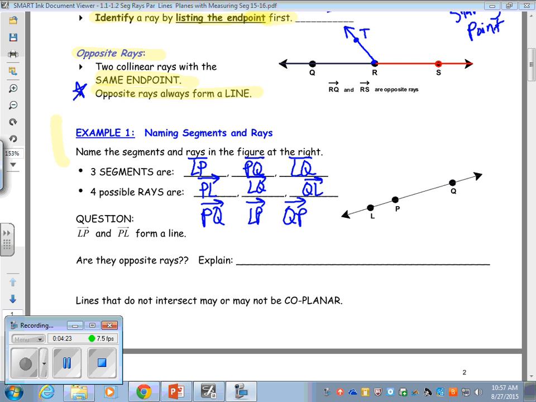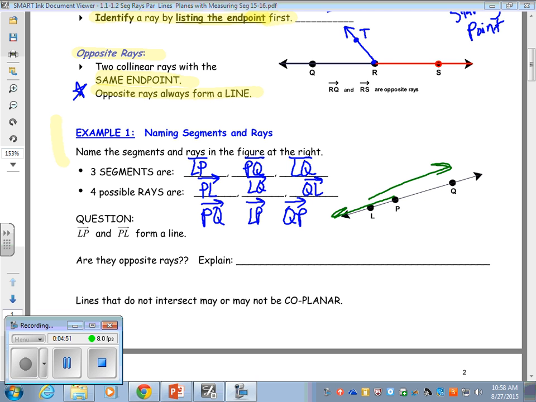Last question, let's do this together. LP and PL form a line. Everyone agree with that? Because here's LP going that way, PL going this way. They would overlap and they would form a line. Are they opposite rays? Yes, they are going in opposite directions, but are they opposite rays? Yeah, because they form a line.